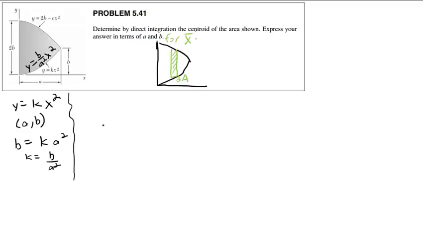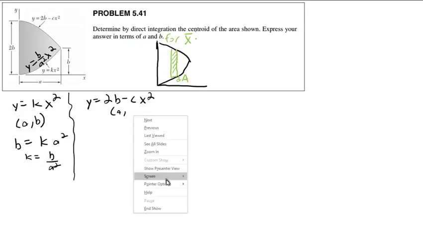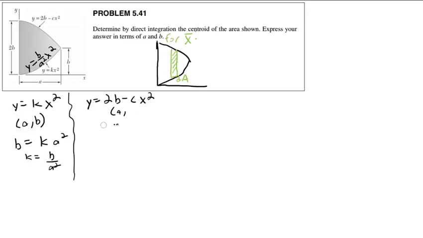It looks symmetric. I'm not sure if it's symmetric though. It kind of looks symmetric about this line here, but I'm not quite sure. But I still need to get c. So let's get y equals 2b minus cx squared. And I have the known point a comma b. So b equals 2b minus c a squared.